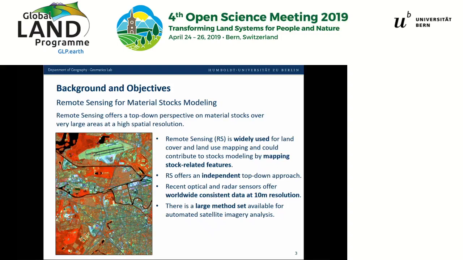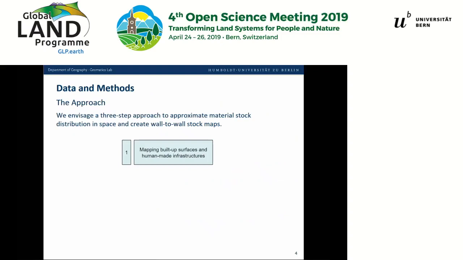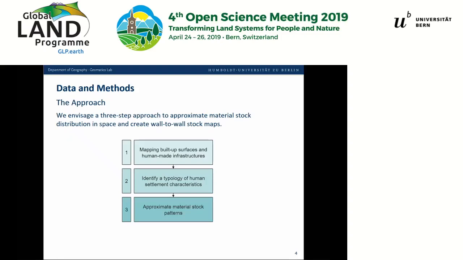So we aim for a three-step approach. In the first step, we map built-up surfaces and human-made infrastructures. This is what you know as land cover mapping, and we do it to answer the question: where do we have to look for stocks? The second step is to identify a typology of characteristics of settlements and infrastructure, to answer the question: what kind of areas, infrastructures and settlements are we looking at? And third, with that information, we derive the material stock quantities, and then patterns and distributions from them.